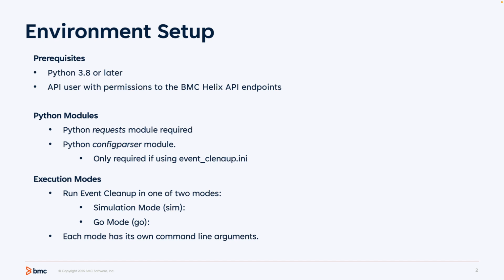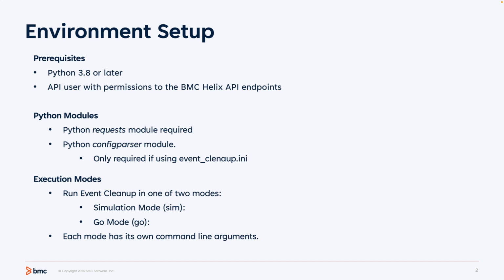You can use a Windows system, a Linux, or Mac system with Python version 3.8 or later. You will need the tenant URL and an API user and an API secret key for the tenant that you are planning to work in. The Python will also require you to install the requests module as well as the config parser module.